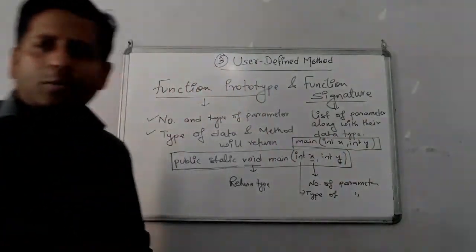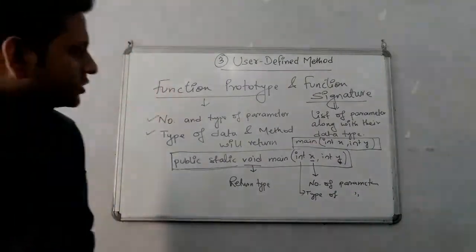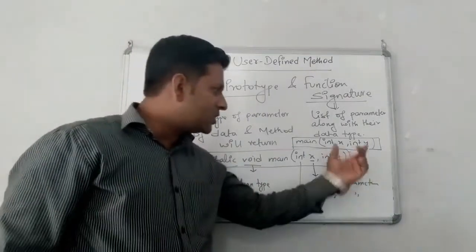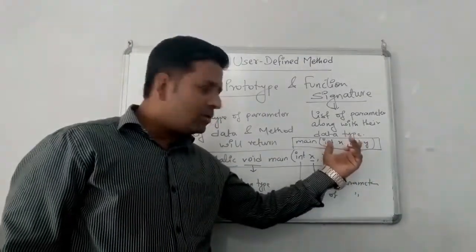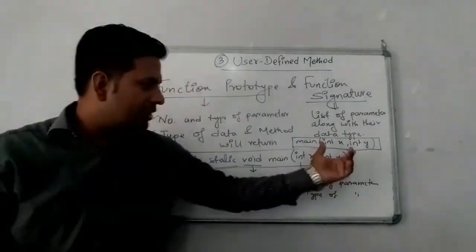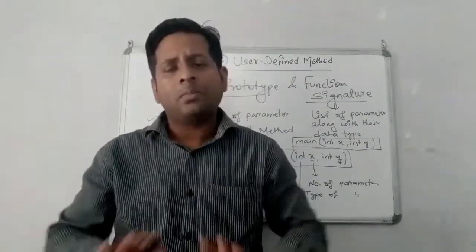The name is optional. Basically it focuses on the list of parameters along with their data types. That means this part: the function focuses on this part only, that is int x, int y, what is there inside the brackets. But the function name is totally optional. You can give it or you don't, up to you.